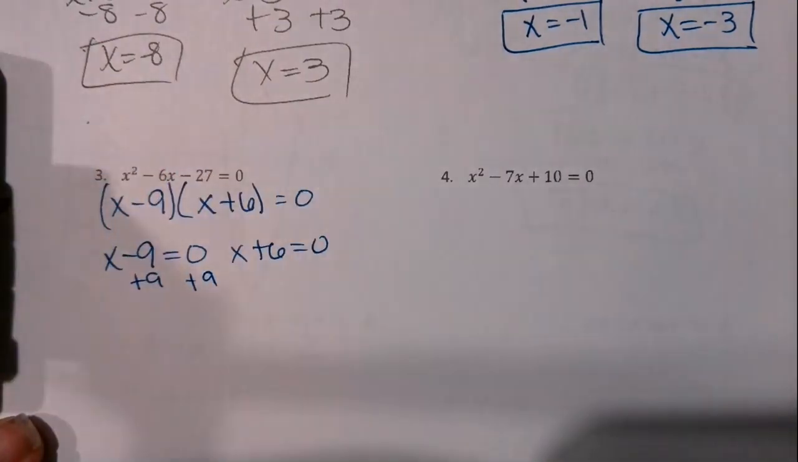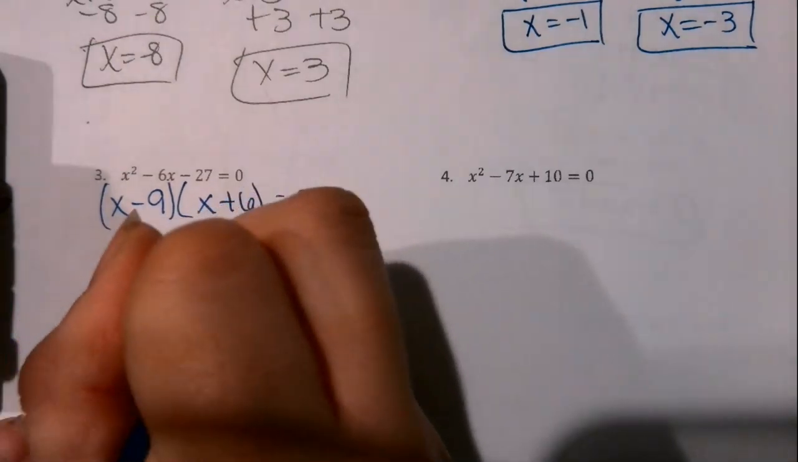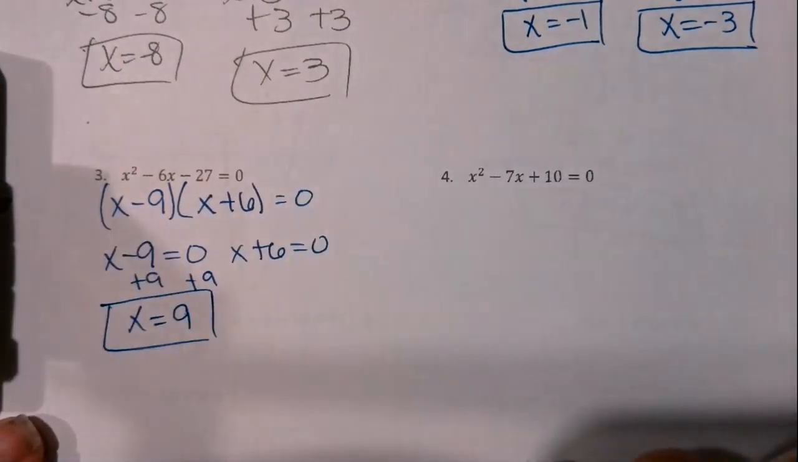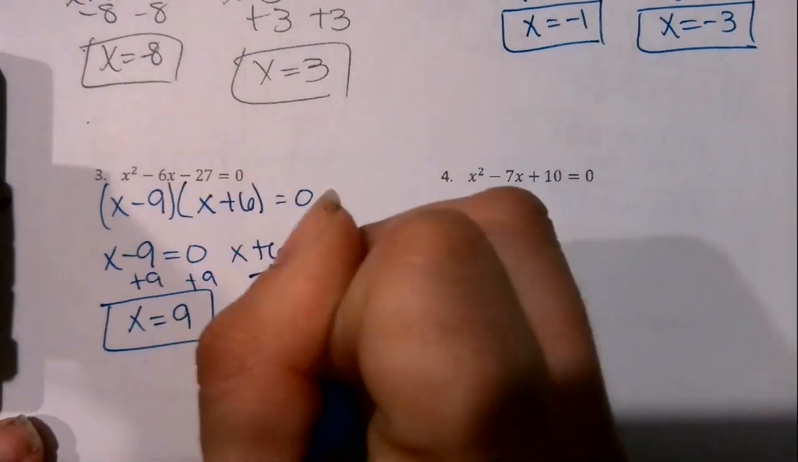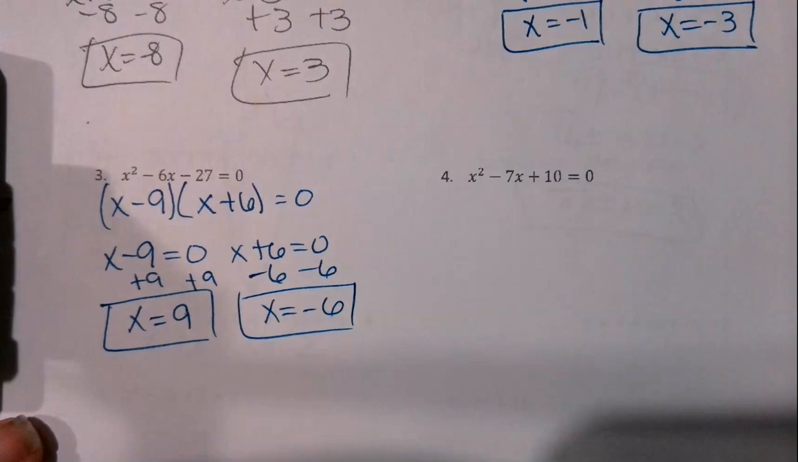The first one, I add 9 to both sides. I get x equals 9. The second one, I subtract 3 on both sides. I get x equals negative 3.